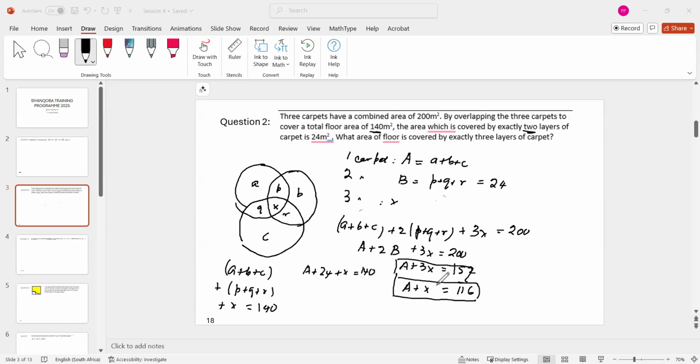Very quickly, you can get it from here because you can simply subtract to get rid of the A's. 3X minus X. A minus A is 0, and 152 minus 116 is 36. So 2X is 36. X equals 18.